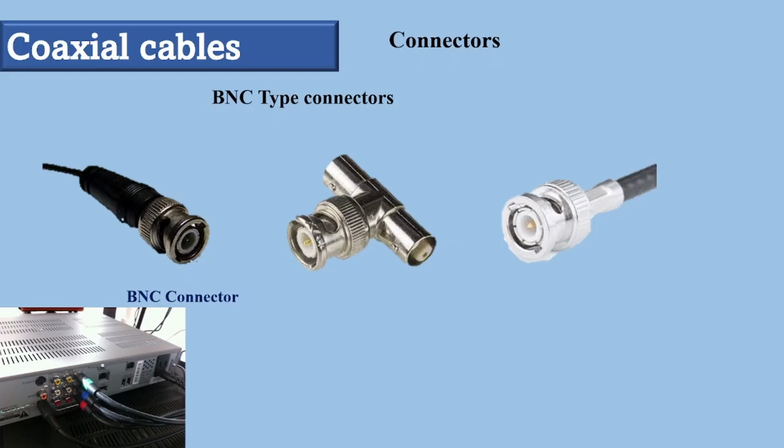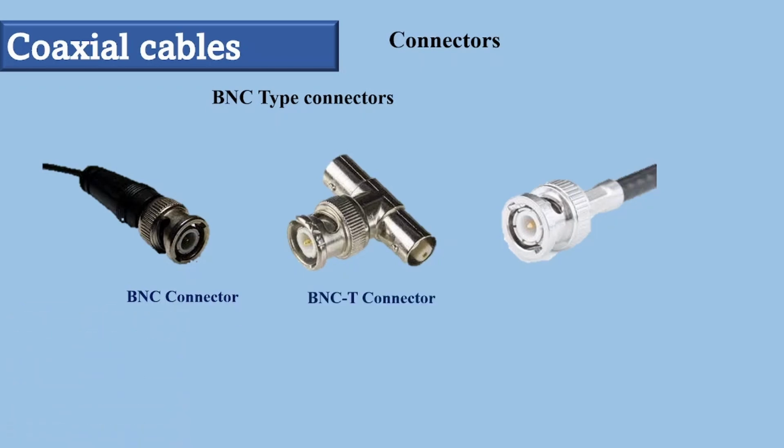The BNC connector is used to connect the end of the cable to a device such as a TV set. The BNC-T connector is used in Ethernet networks to branch out to a connector to a computer or other device. The BNC terminator is used at the end of the cable to prevent the reflection of the signal.